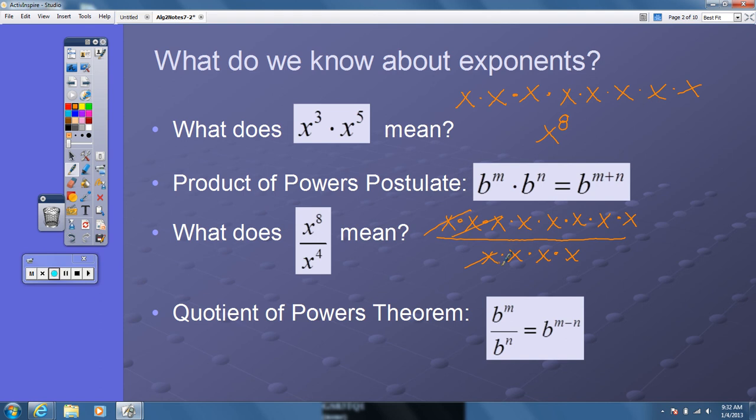X over x, there it happens again. Oh, here's another one. Oh, it happens a total of 4 times. So I'm left with just x to the 4th on top and 1 on bottom, but we can just leave it as x to the 4th. What's another way you can think of that? Well, 8 subtract 4, because all the duplicates cancel or simplify down to 1, and I'm left with x to the 4th. So this is the quotient of powers theorem, and it states when you have the same base, this only works when you have the same base, guys, and different exponents, you can subtract them. So you take the top minus what's on bottom.